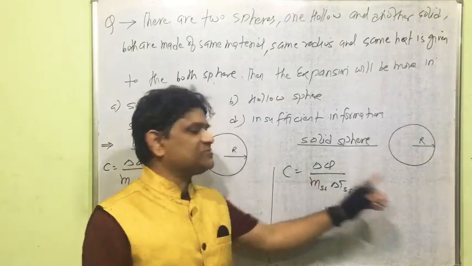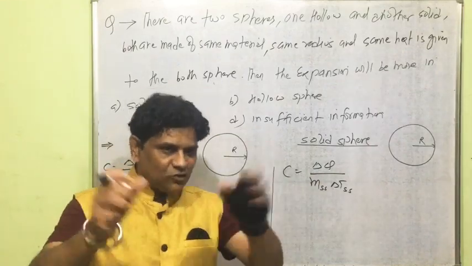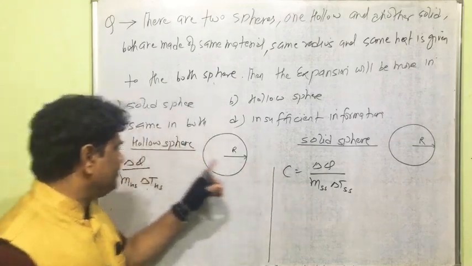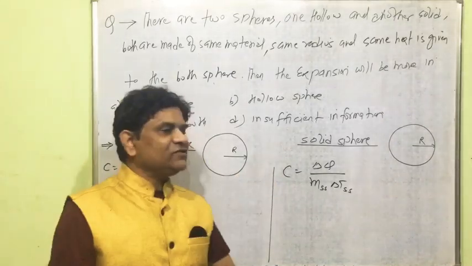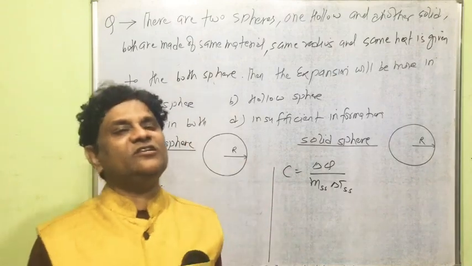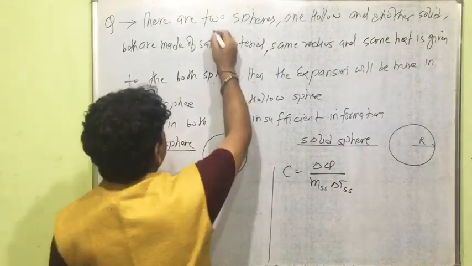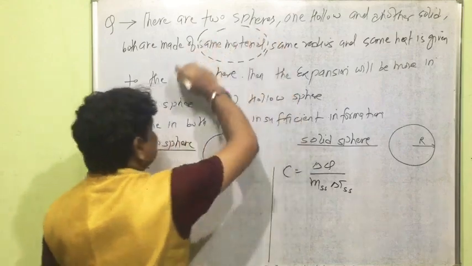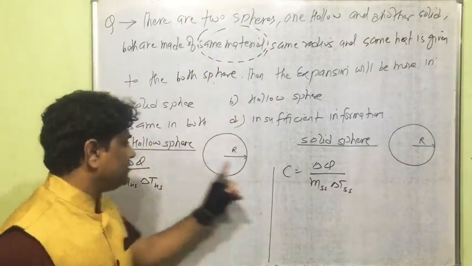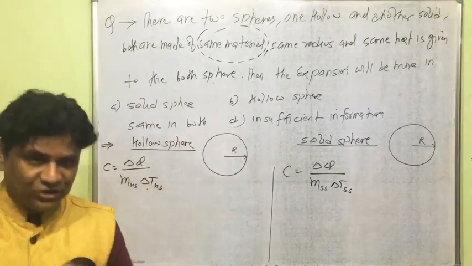Here it is also specific heat capacity. Now it should be clear: here the specific heat is C, and it is also C here, even though one is a hollow sphere and the other is a solid sphere. Why is the specific heat the same for both? Because both are made of the same material. Same material means same specific heat.